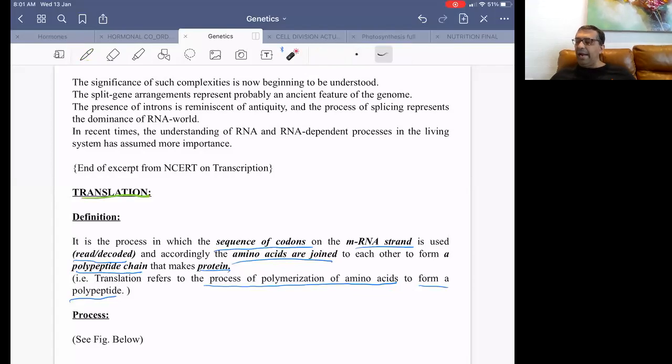Translation is defined as a process in which the sequence of codons on the mRNA strand is read or decoded, and accordingly the amino acids are joined to each other to form a polypeptide chain that makes a protein. So in translation, the sequence of codons is converted into a sequence of amino acids. We read each codon and attract an amino acid to form a polypeptide chain or a protein. Translation refers to the process of polymerization of amino acids, forming a chain of amino acids to form a polypeptide chain or a protein chain.